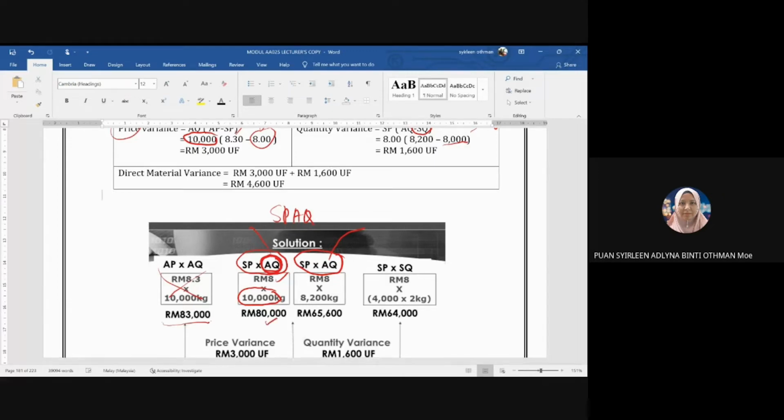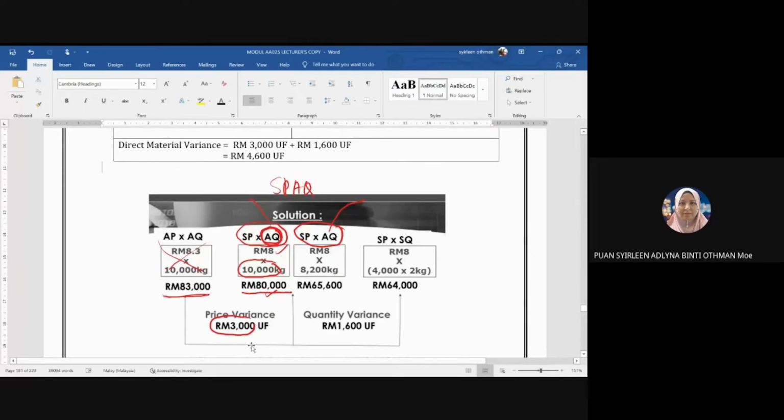Okay, so actual 83, standard is 80. So beza dua ni ialah 3,000. Okay, so 3,000 tu unfavorable ke favorable? Actual awak 83,000, sedangkan bajet awal-awal tadi sepatutnya hanya 80,000 sahaja. So maksudnya kita tak cekap lah. So it's unfavorable by 3,000 ringgit. Okay, so ini, this part here merujuk kepada your price variance.